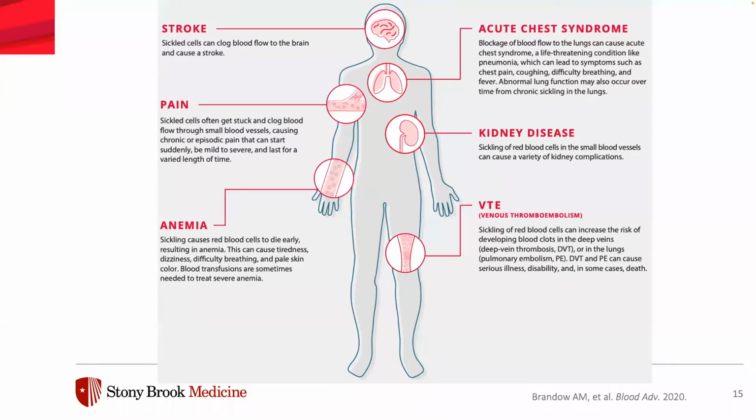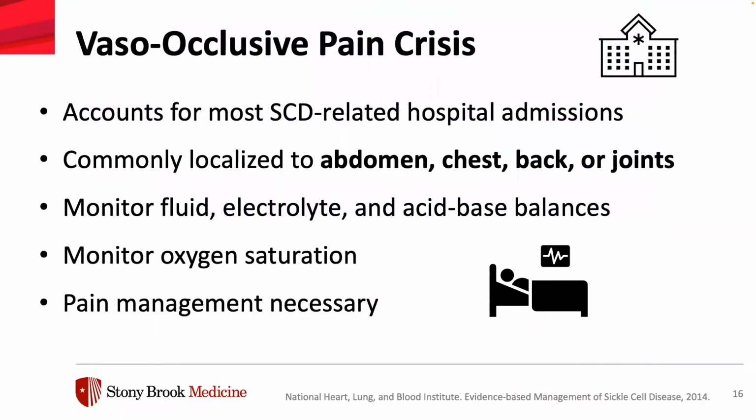This might even be incited by an infection, but this is another serious complication that patients can present with secondary to this vaso-occlusion. But for this presentation, I'm going to be focusing more on the pain crises, since it's the most abundant reason for sickle cell-related hospital admissions. This pain is the sudden onset of very excruciating pain that's commonly localized to the abdomen, chest, back, or joints. And this can occur anytime in their lifetime, even as early as only 6 months of age.